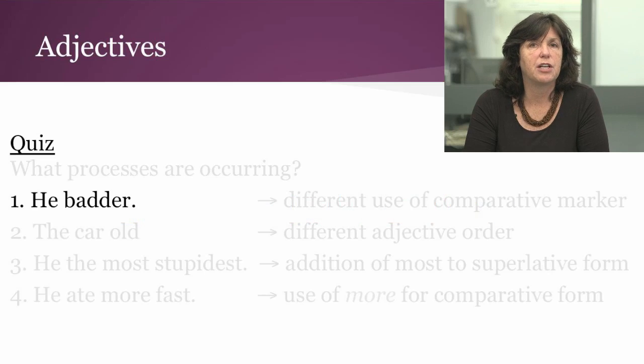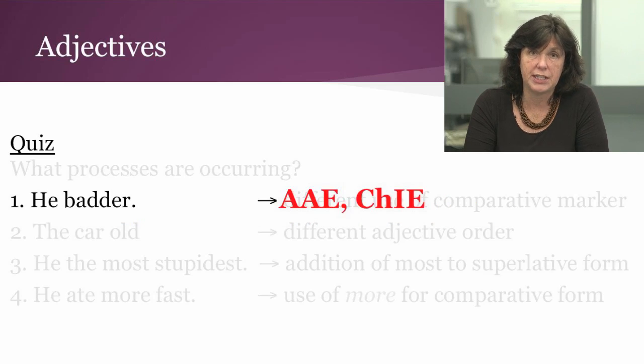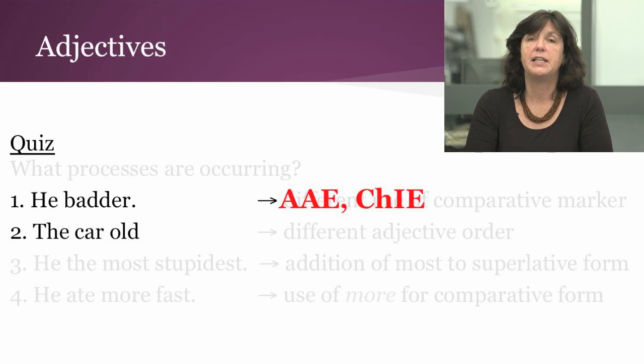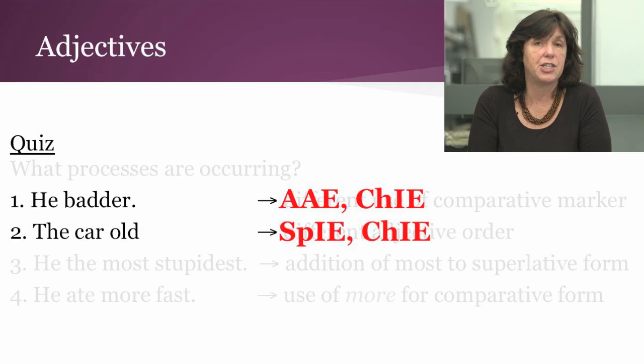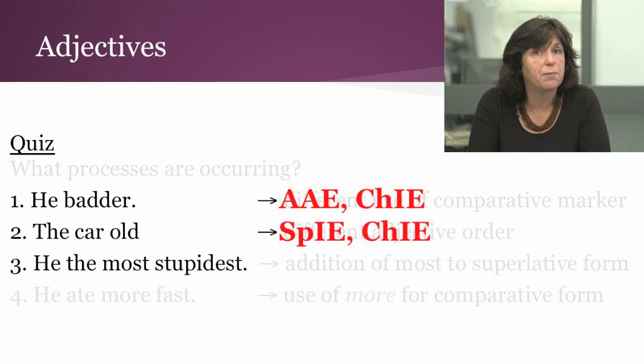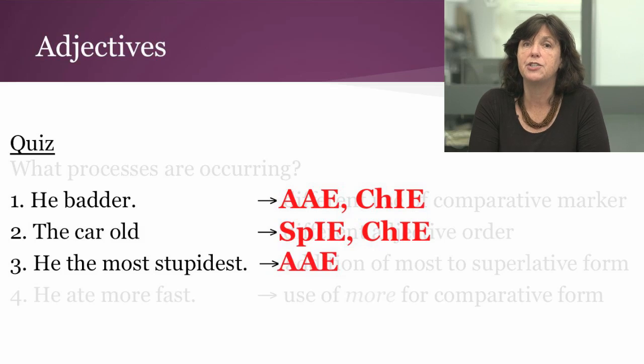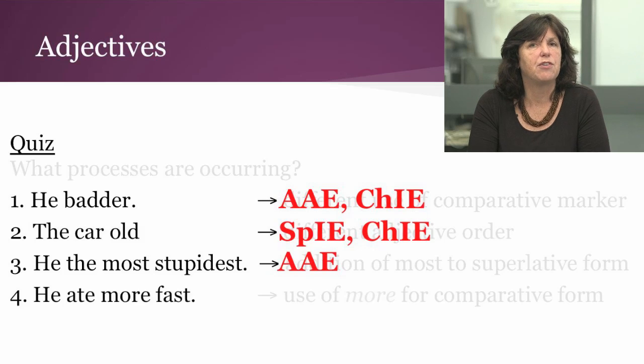Different use of the comparative marker can be found in African American English and Chinese influenced English. Different adjective order can be seen in Spanish influenced English and Chinese influenced English. Addition of most to the superlative form can be seen in African American English. And what about the use of more to for the comparative form? This can be found in Spanish influenced English.